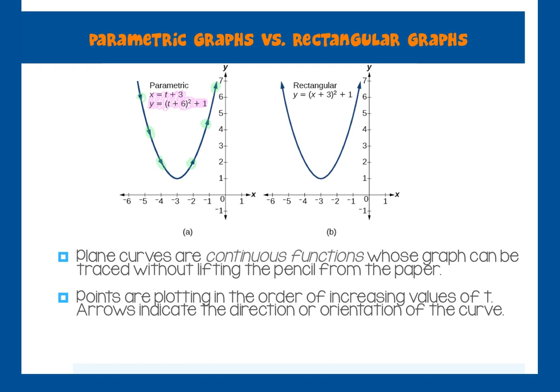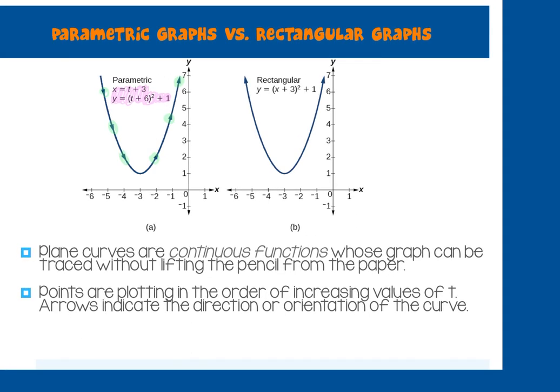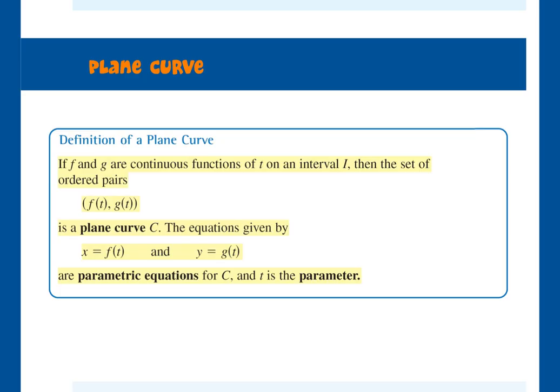So underneath it, it says plane curves are continuous functions whose graphs can be traced without lifting a pencil from the paper. Okay, which means it's not like a piecewise, where you get a part, then it stops and it starts again. This will be one fluid motion. And points are plotted in the order of increasing values of t. The arrows indicate the direction or orientation of the curve. So you'll get something like a t-chart. You'll plug in your values and you'll point your arrows for the bigger one.